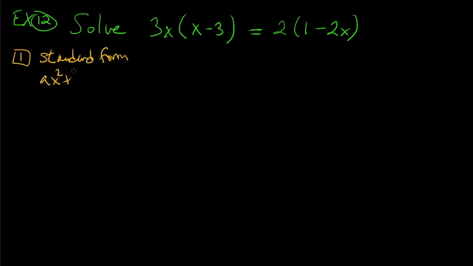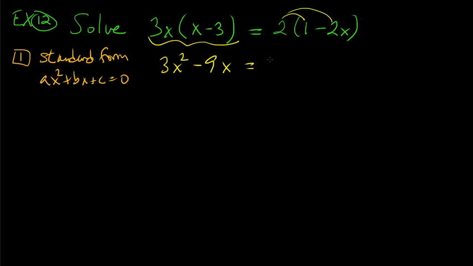Right? Ax squared plus bx plus c equals 0. Not even close, right? This is not equal to 0, so it's not in standard form. And in fact, there's no x squared either until you multiply this out first, right? So expanding this out, you're going to get 3x squared minus 9x. And on the right, when you distribute the 2, you get 2 minus 4x.